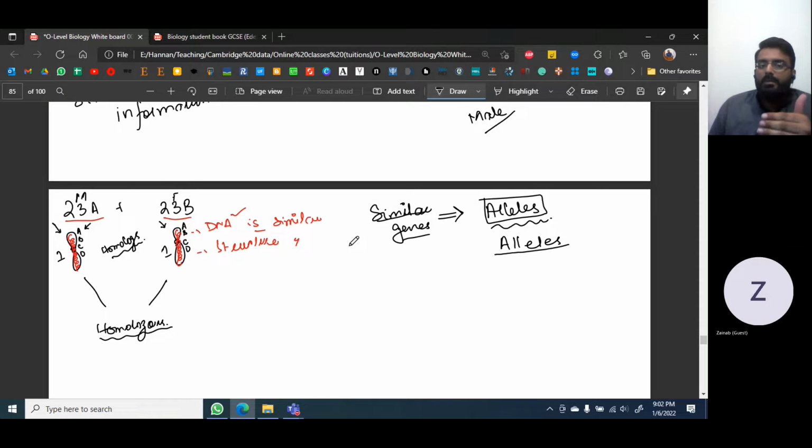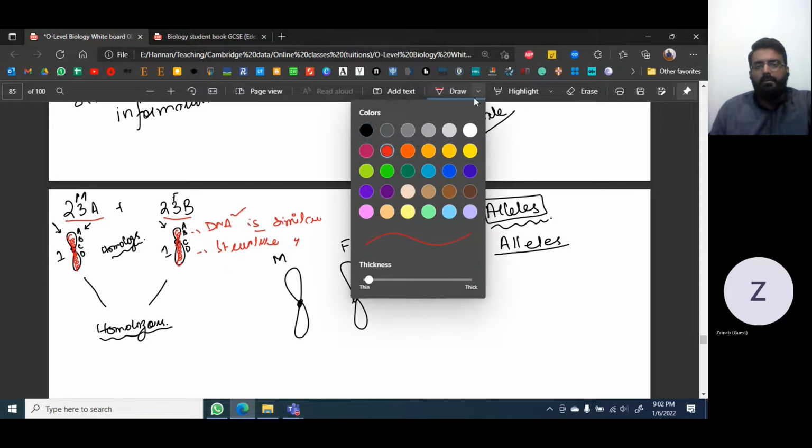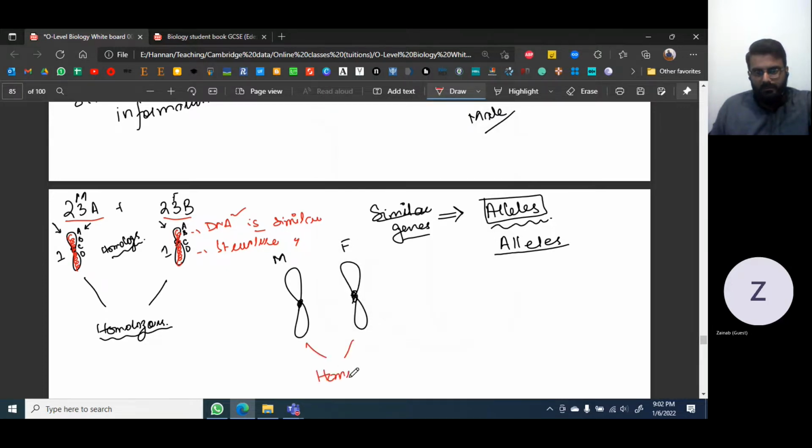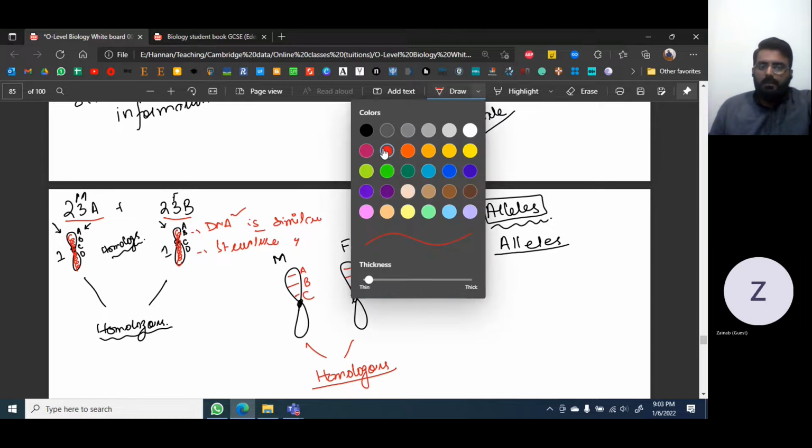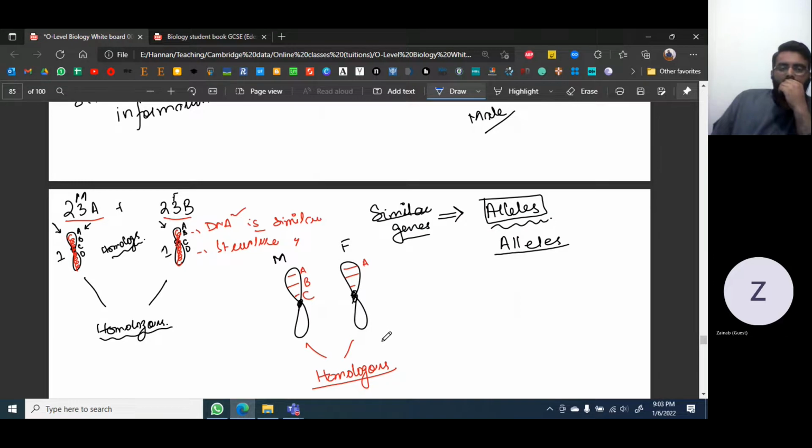Now, coming back to a very particular point. For example, if I have this chromosome coming from the mother, and this chromosome coming from the father, and both of these chromosomes are homologous, which means if there is A, there is also A. If there is B, there also can be B, and if there is C, then there also can be C. Now be very attentive. Similar genes do not mean that the gene coming from the father would work the same as the gene coming from the mother.